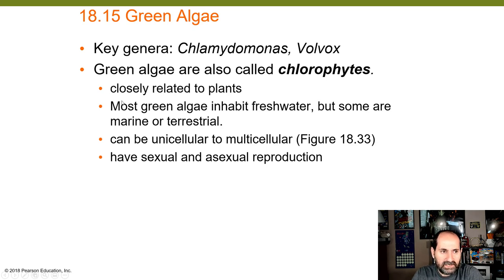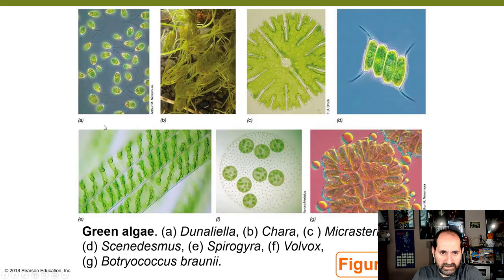Now the green algae. The green algae, also called the chlorophytes, are closely related to plants. Remember, they undergo photosynthesis. Most green algae inhabit freshwater, but some are marine or terrestrial. They can be unicellular or multicellular, and can have sexual and asexual reproduction. So you can see here a host of different green algae, and the variety of shapes and sizes that are present.